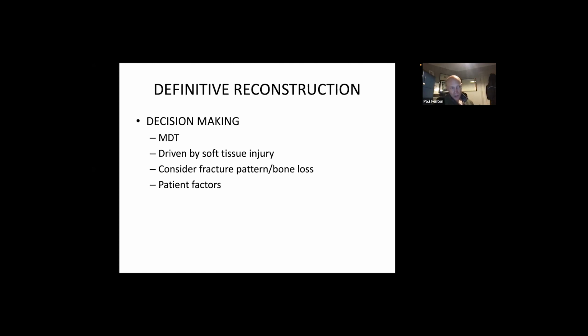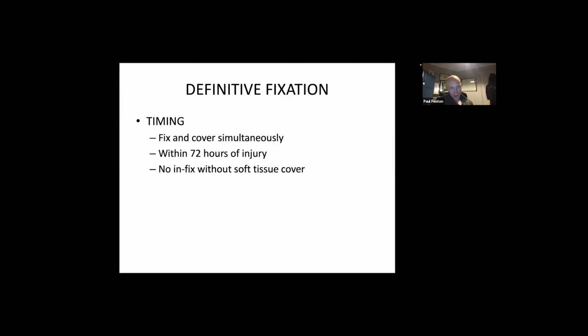And then once we have an idea of what the soft tissue reconstruction involves, we then decide how to stabilize the fracture together with them, and that will be decided by the fracture pattern, whether there's bone loss. But feeding into all of that is obviously the patient factors, their comorbidities, their functional expectations. And so the decision making involves the surgeons and the patient to decide on the best reconstructive option.